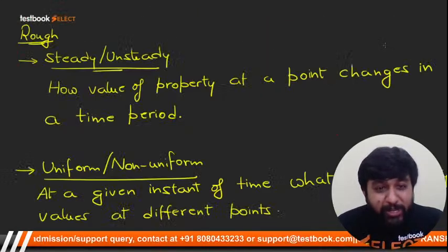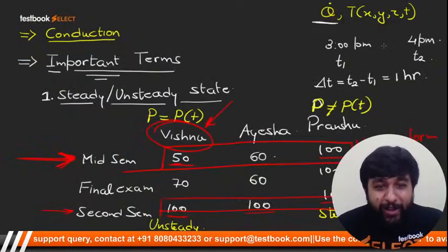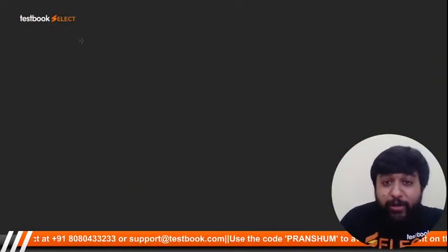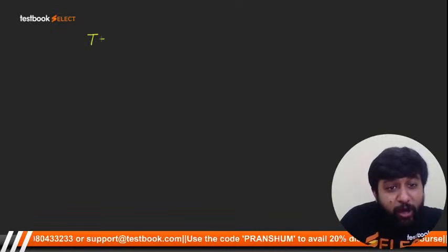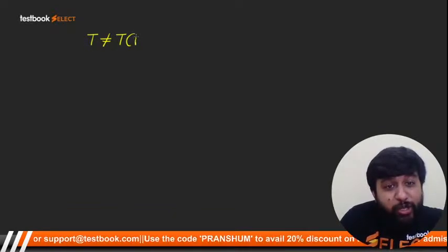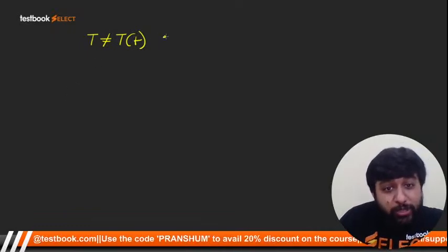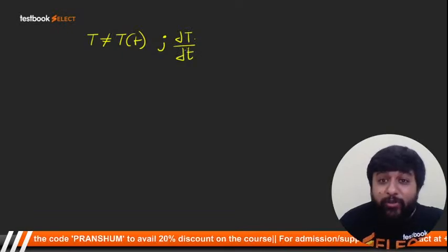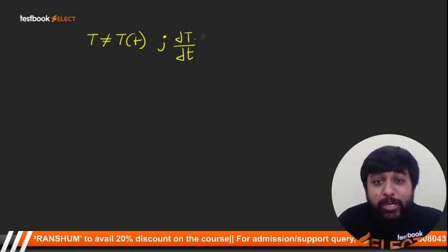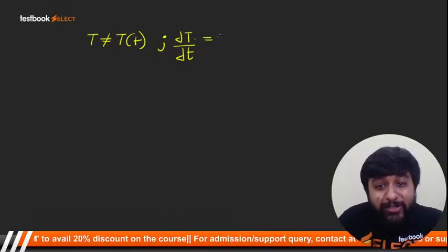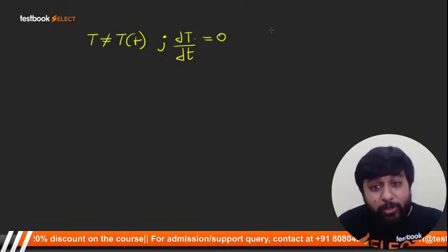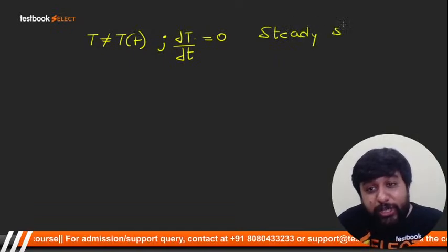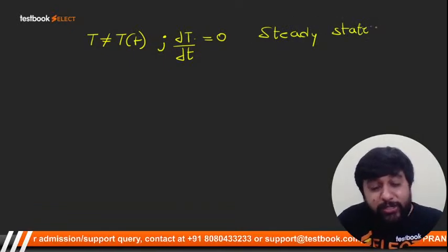So we were majorly talking of steady and unsteady state. Your final definition will be: if the temperature is not a function of time, what will happen to this derivative? This derivative will be 0. Such conditions are called steady state conditions.